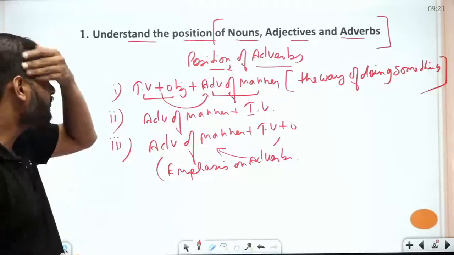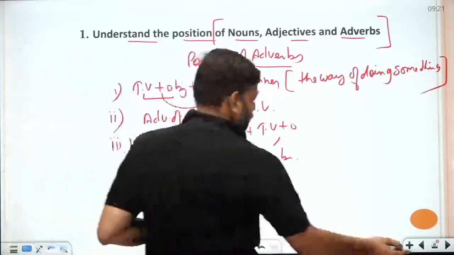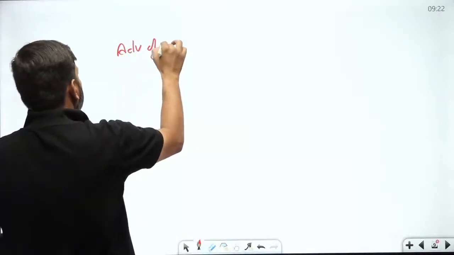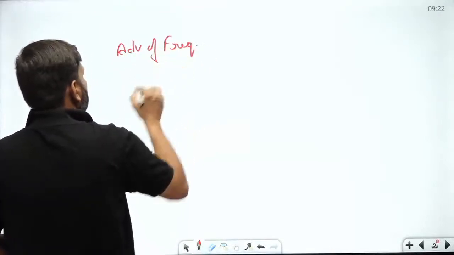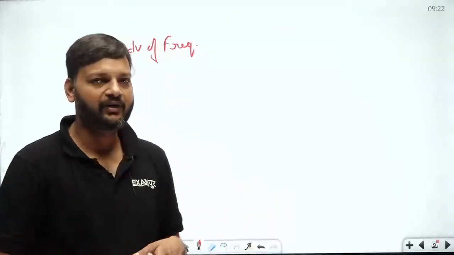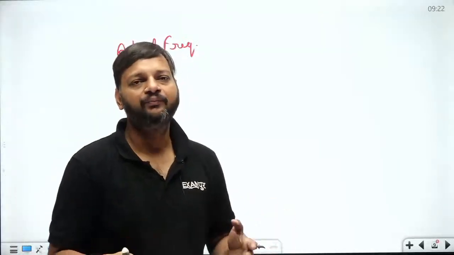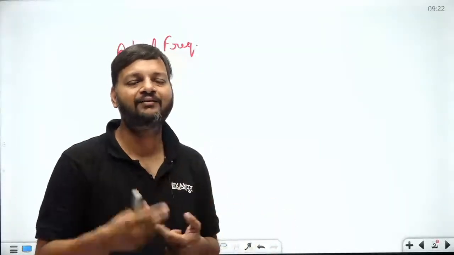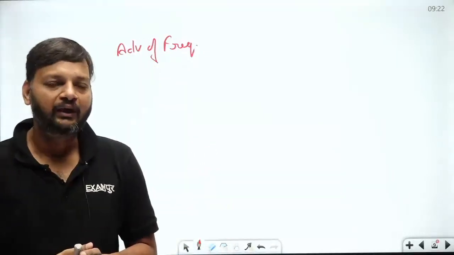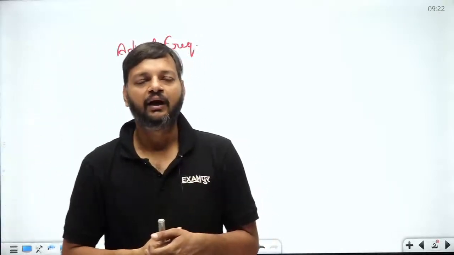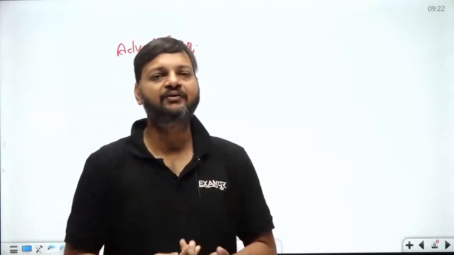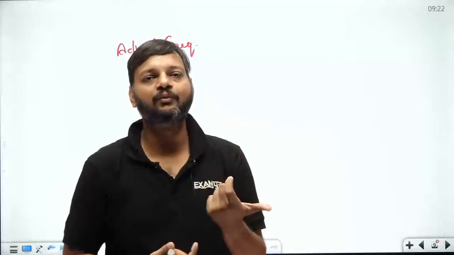Okay. Besides this, adverb of frequency is the word that tells you how frequent a work is done. For example, I take class every day. So the frequency of my taking the class is daily. So here the word every day or daily is adverb of frequency. I often visit my friends. So the frequency of my visiting my friends is often. So often is the adverb of frequency.